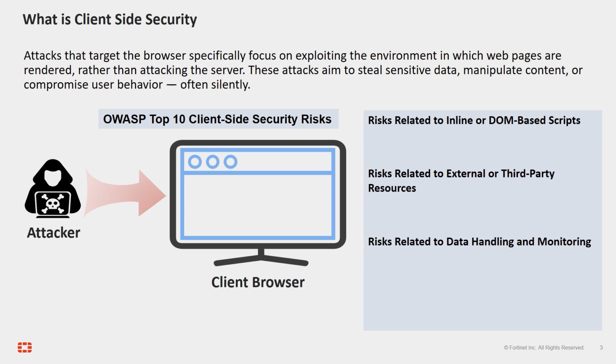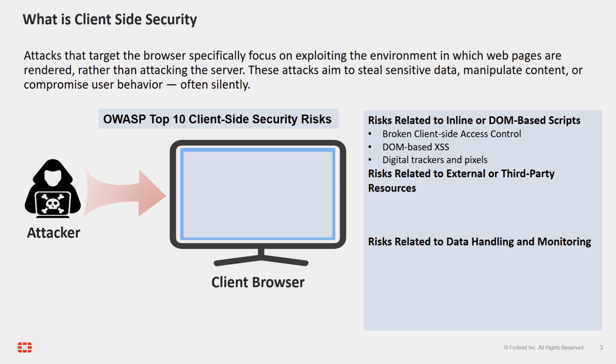First, risks related to inline or DOM-based scripts. These involve scripts that are either embedded directly in the page or dynamically manipulated via the DOM. They are often exploited through injection or a lack of proper input control. Examples: an attacker injects a malicious script that reads sensitive values like an API token. A harmful script is embedded in the URL, triggering JavaScript execution when visited. A tracker script is injected inline to silently exfiltrate user data to third-party domains.